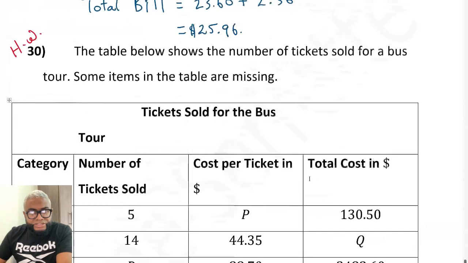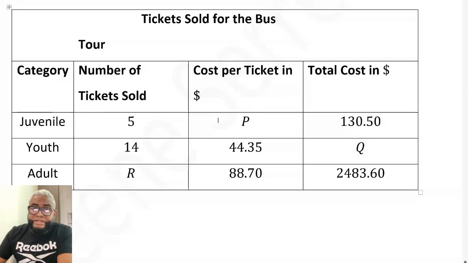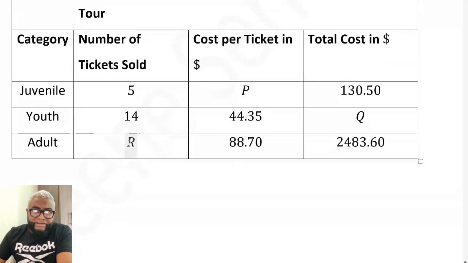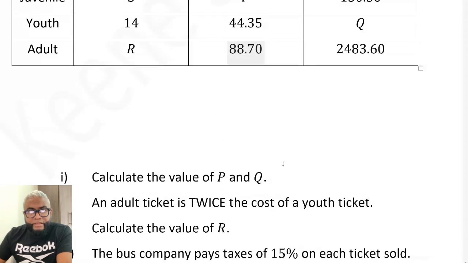Right, last question for this worksheet. Number 30. The table below shows the number of tickets sold for a bus tour. Some items in the table are missing. You're missing P, which is the cost per ticket, for 5 tickets with a total cost. Q will be the total cost, and R will be the number of tickets sold. What kind of easy question is this?